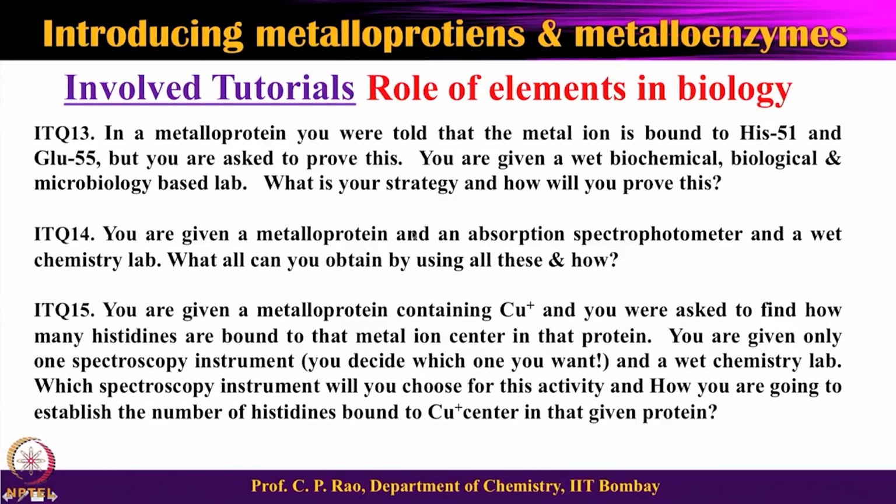Okay, you are given a metalloprotein, an absorption spectrophotometer and a wet chemistry lab. What all can you obtain by using these and how? So, if you are given a metalloprotein, you can remove the metal ion, you can add the metal ion, you can add different ligands, and you can study the absorption spectrum. You can also remove that metal ion, keep adding other metal ions and look at the change in the absorption spectrum, or even as a function of concentration or pH, and then you can establish whether they are binding or not binding, whether they are binding in an octahedral center or a tetrahedral center. All of this information can be obtained from these.